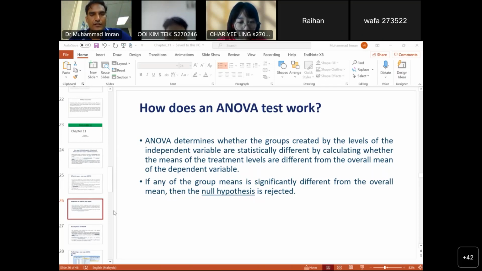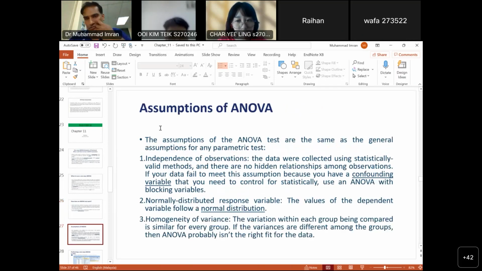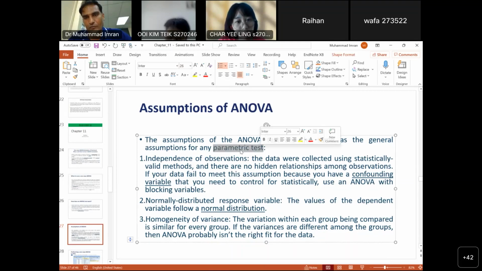Here, the assumptions of ANOVA. You must know the assumptions of ANOVA before proceeding on SPSS. The assumptions of ANOVA are the same as the general assumptions of any parametric test. Yeah, in the last lecture, we covered the parametric test as well, and what requirements we need for it. See here, independence of observations: the data were collected using statistically valid methods. There are no hidden relationships among observations. If your data fail to meet this assumption because you have a confounding variable that you need to control for statistically, maybe use an ANOVA.